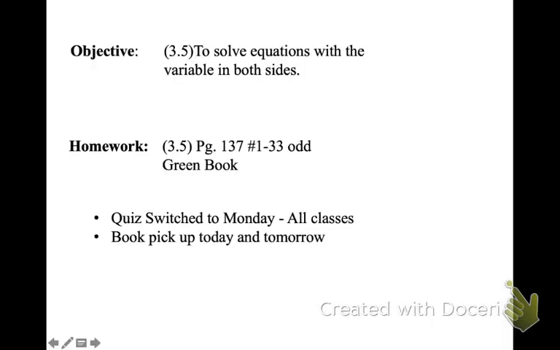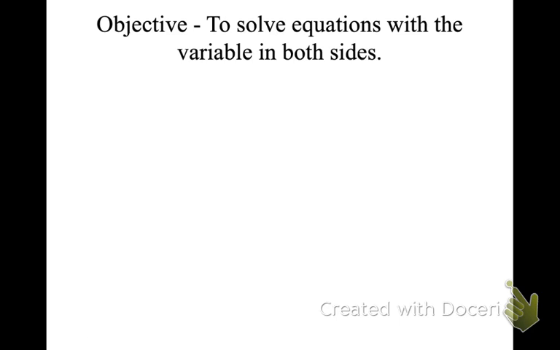Okay. So you don't need to rewrite the objective because I always have it set up on the first page. So section 3.5, solving variables on both sides. So when you have 2x plus 4 equals 5x minus 17, there's really no one way to begin. Our basic goal is to get the x's on one side and the constant term.